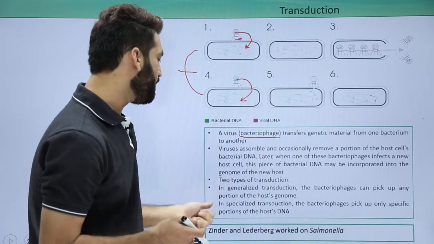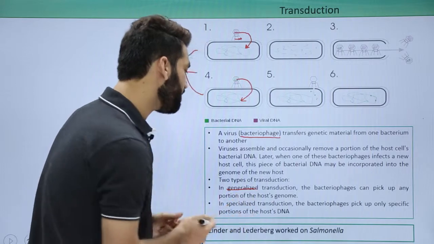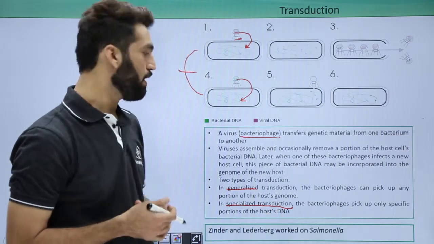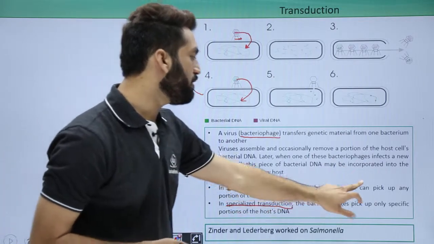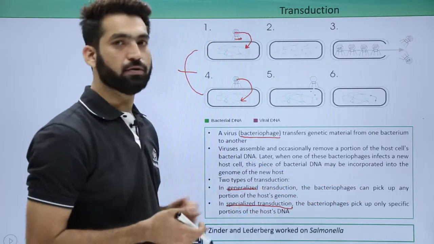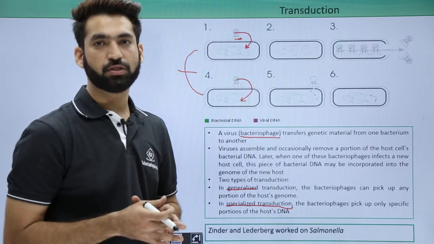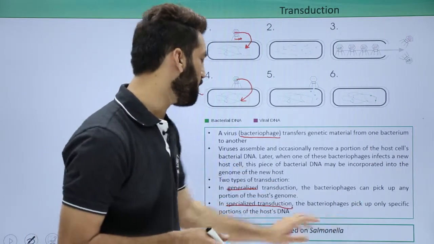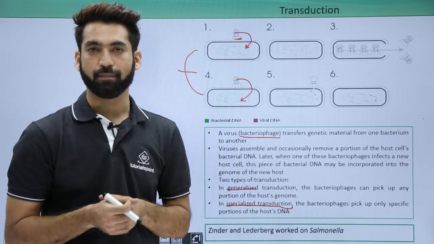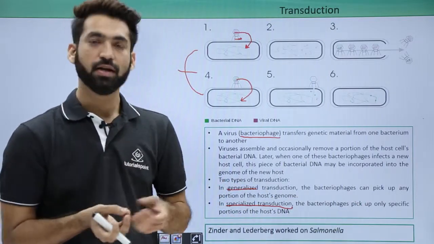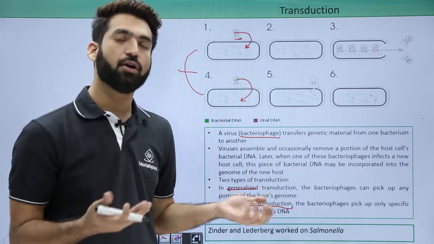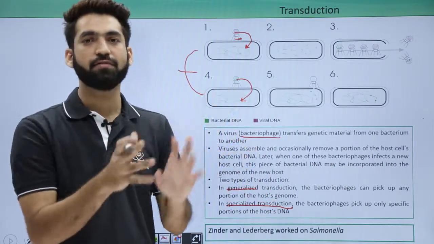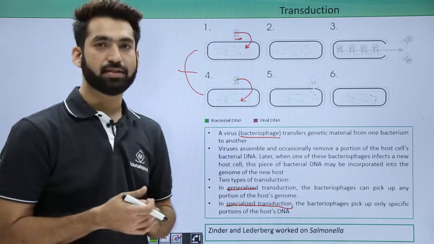Now, there are two types of transduction we see. One is generalized transduction and one is specialized or restricted transduction. In generalized transduction, the bacteriophage can pick up any portion of the host genome. It can pick any portion of the host's genome. But in specialized transduction, the bacteriophage picks up only a specific portion of host DNA. If it is taking a specific portion, it will be restricted or specialized transduction. If it is picking any random portion, it is called generalized transduction.